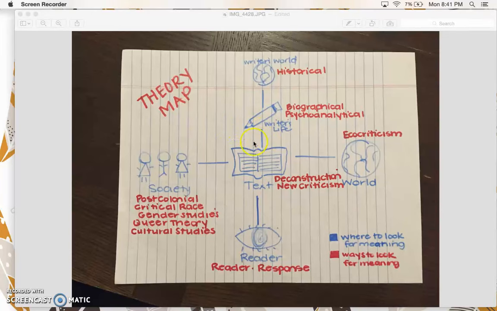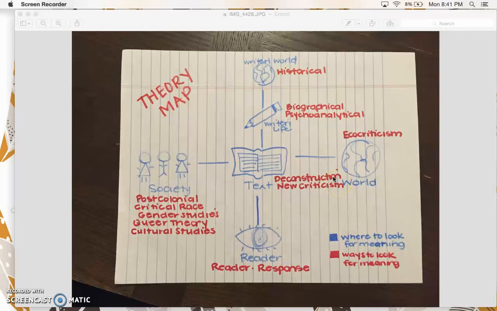All right. So if we're looking at the text and we want to just see how the text functions, we don't want to look at any background, we don't want to use it as a tool or a lens to look at what society or the world, we only want to look at the text and nothing else matters. The text stands alone. If you want to look at the text standing alone, you can use deconstruction or new criticism as a theory of focus.